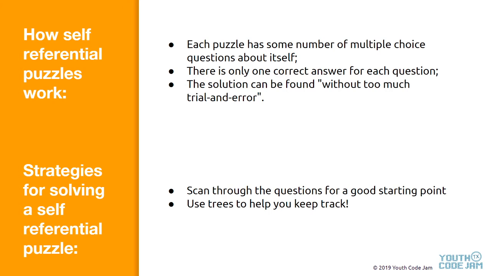So here's how a self-referential puzzle works. Each puzzle has a number of multiple choice questions, and all the questions are about the puzzle itself. There's only one correct answer for each question, and according to Brainzilla, the solution can be found without too much trial and error, but there might be a little bit, and that's okay. So here are a few strategies for solving a self-referential puzzle. You can scan through the questions to look for a good starting point, and you can use trees to help you keep track of where you are in the puzzle. And that's the method that I will be demoing today.